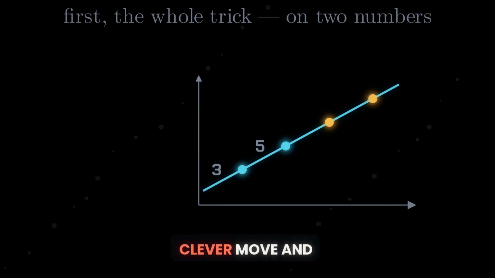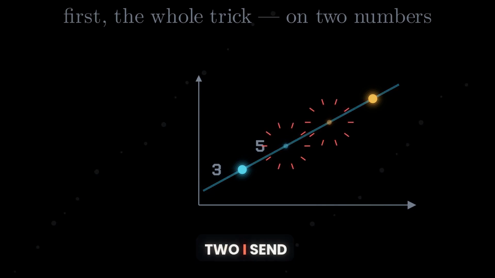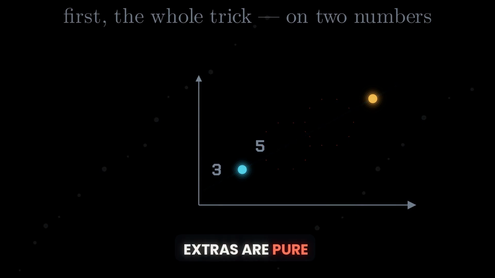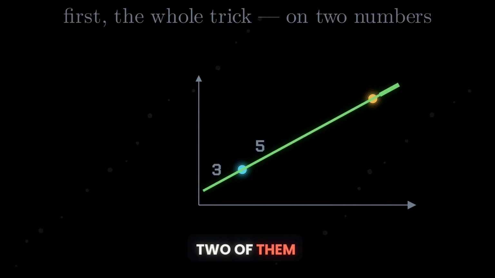Now here is the clever move, and it is the whole secret. A straight line only needs 2 points to draw it. So instead of sending just my 2, I send 4, and I make sure all 4 sit perfectly on that same line. The 2 extras are pure spares. I send all 4 down the wire, and sure enough, the bad connection drops 2 of them along the way.